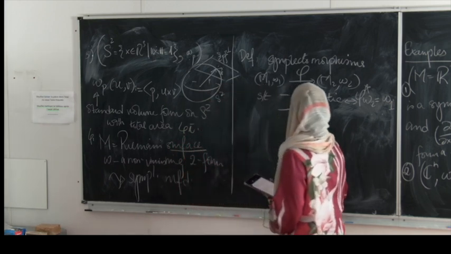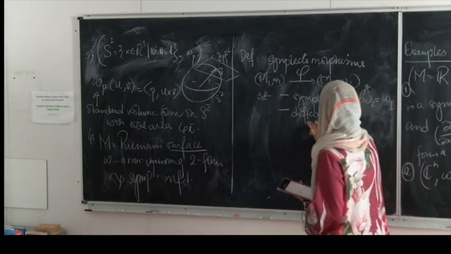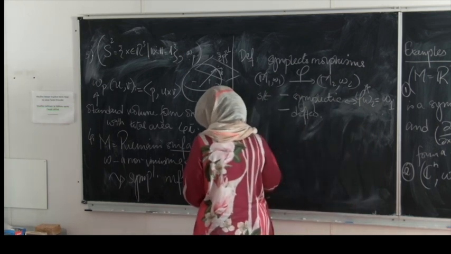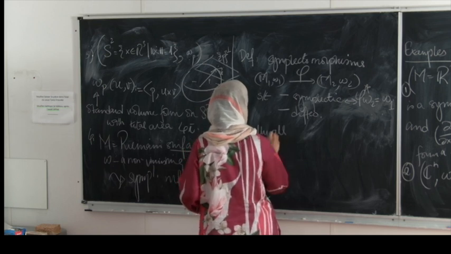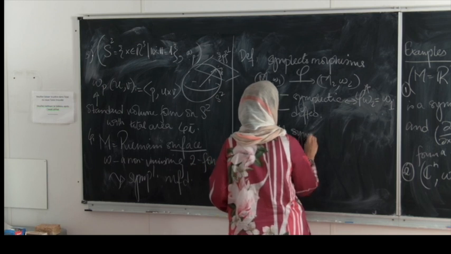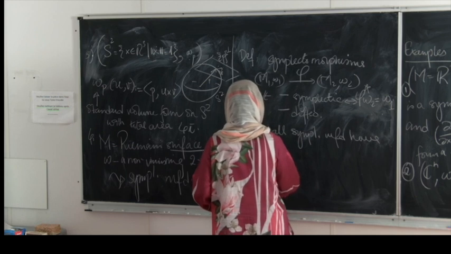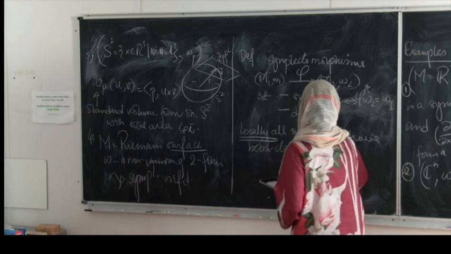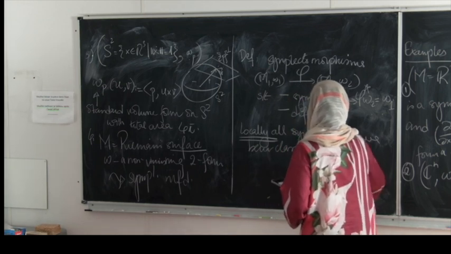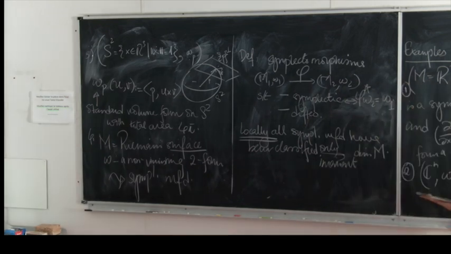So, of course, you can classify symplectic manifolds up to symplectomorphisms, which is, of course, a big problem. But locally, all symplectic manifolds have been classified. And what's the invariant? So the only invariant is the dimension of M. Okay? Now, isn't that cool?